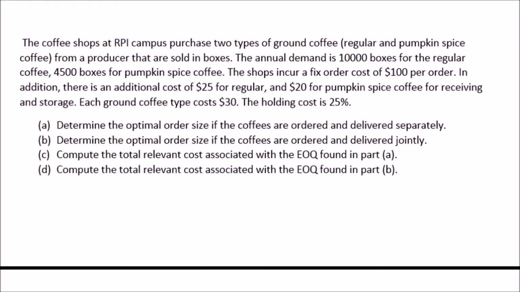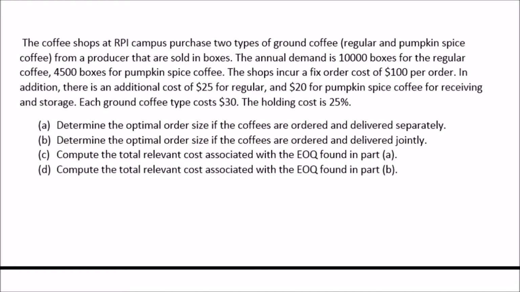The focus of this video is an application of EOQ models where we have multiple items that we order. In a single item EOQ model, we use the EOQ formula to find the best order size and then compute the total annual cost or total relevant cost and so on. But if we have multiple items that we order, then what's the strategy that we could do?